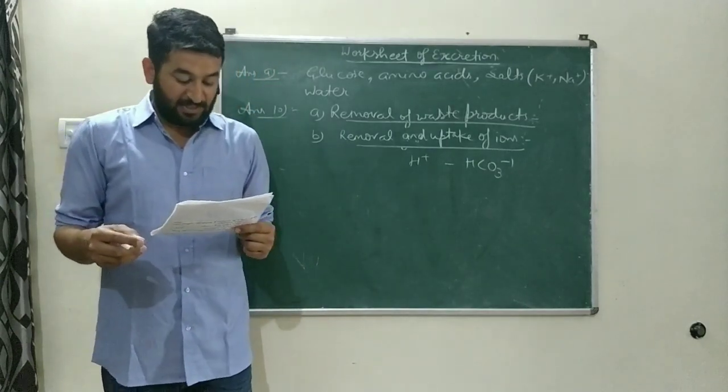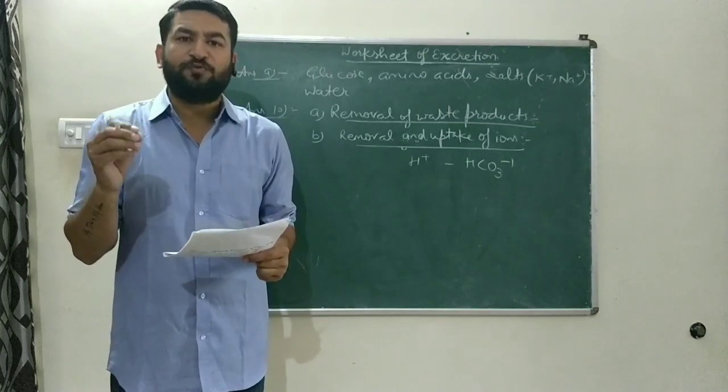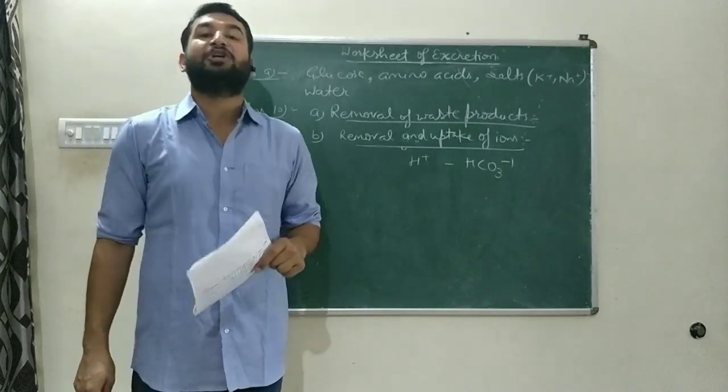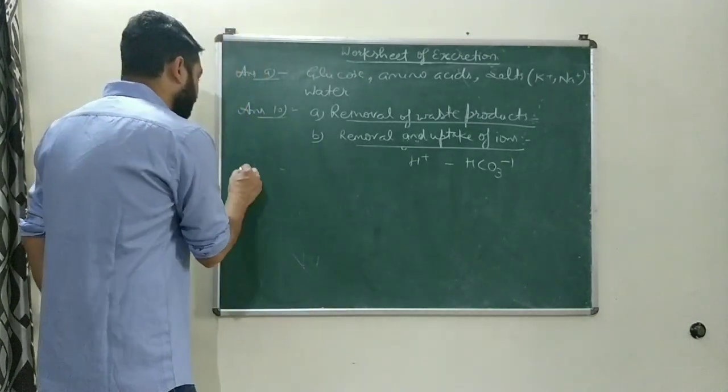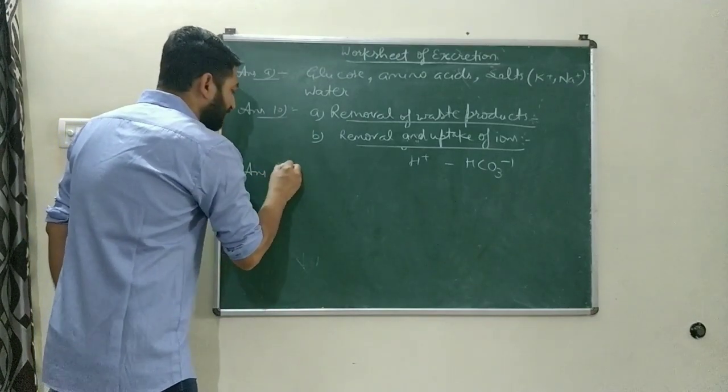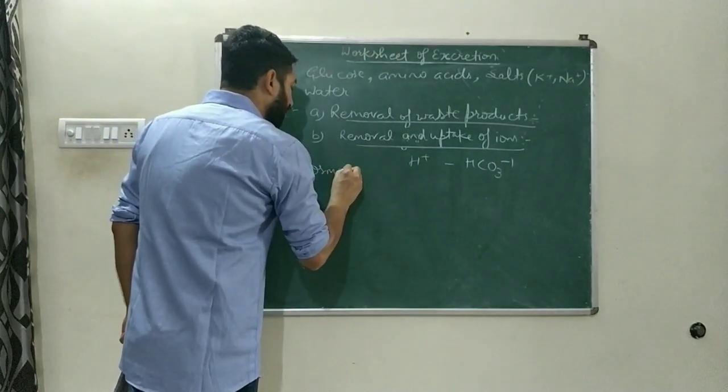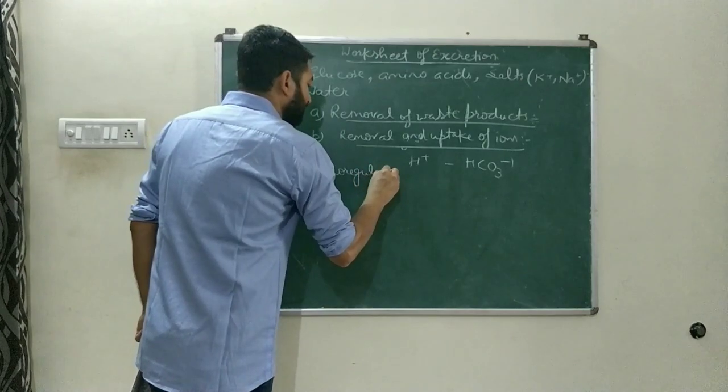Next, 11th question. What are the two functions performed by the human kidneys? The first is osmoregulation.